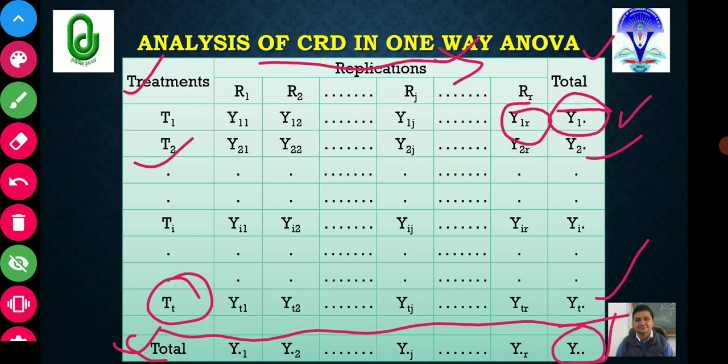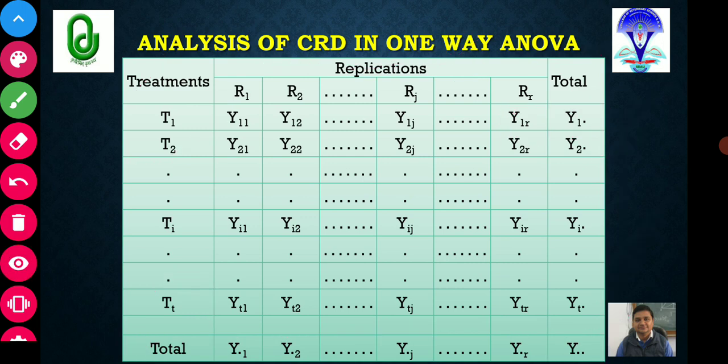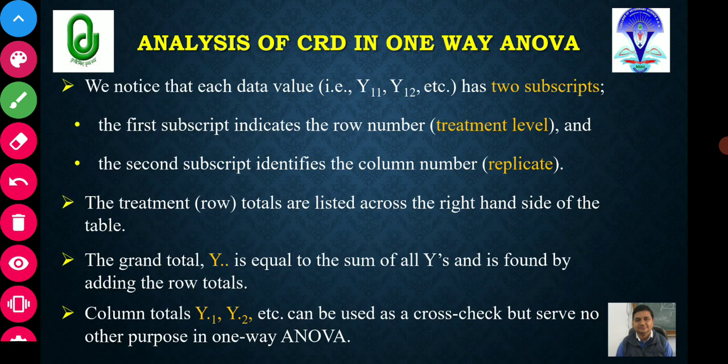Y dot dot means the sum of all the observations. So you can check whether this Y dot dot comes out the same from both sides or not. This row is just for confirmation. Now after seeing the layout, let us see how we actually calculate the statistics.